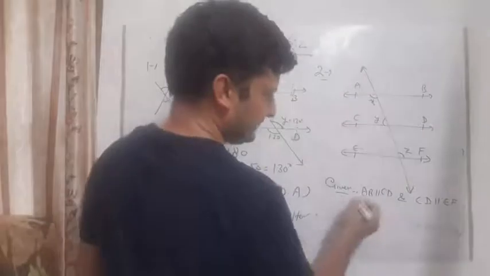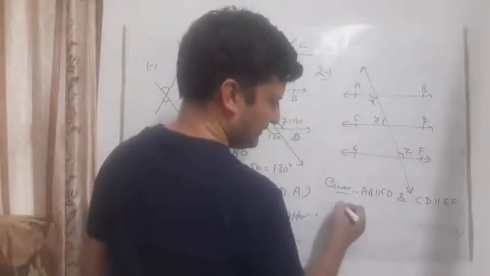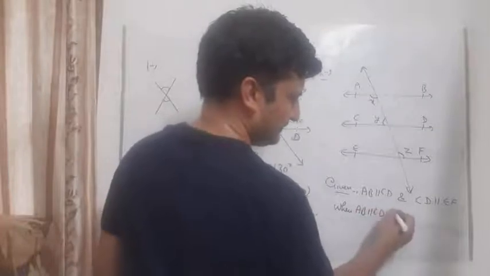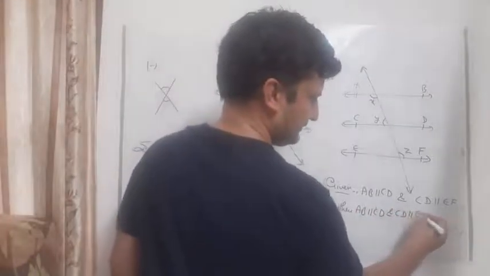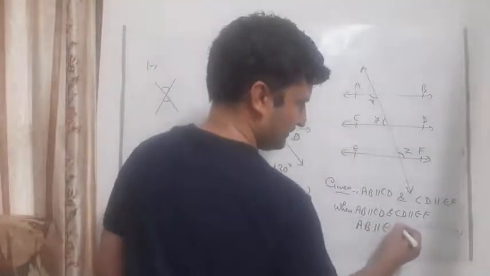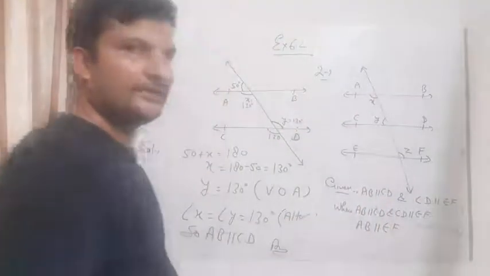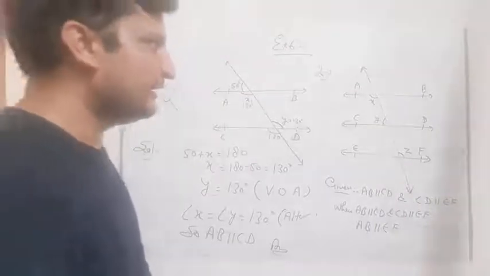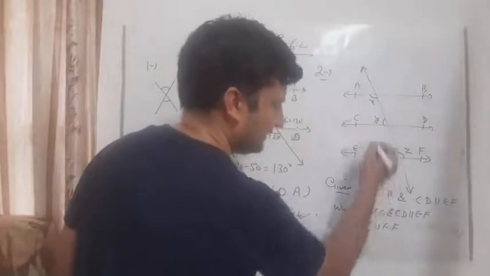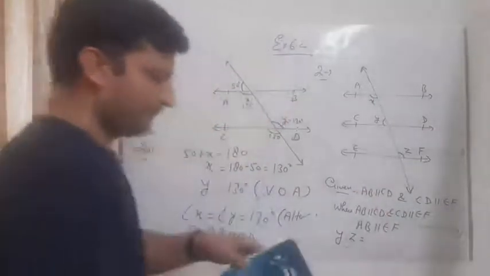We can say that when AB is parallel to CD and CD is parallel to EF, it means AB is also parallel to EF. Means these three lines are parallel to each other. And now students, what is given? It is given that y ratio z is equal to 3:7.